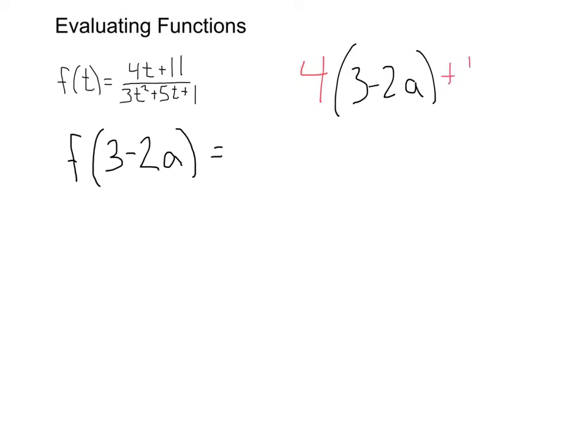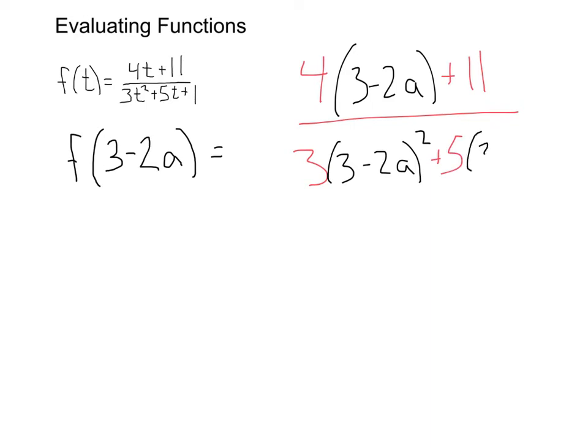Then we'll have plus 11 all over 3. Now instead of the t, again we replace it with 3 minus 2a. That's going to be squared, plus 5 times 3 minus 2a. And we still have this plus 1 on the end. Now all we do is simplify that from there.